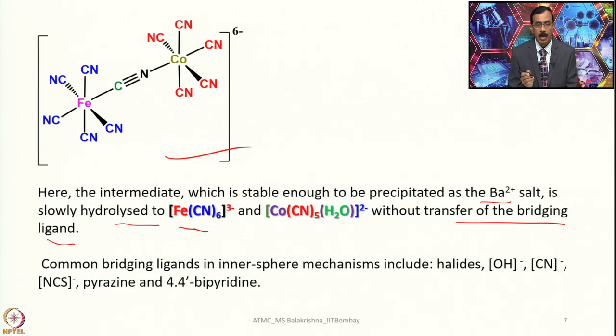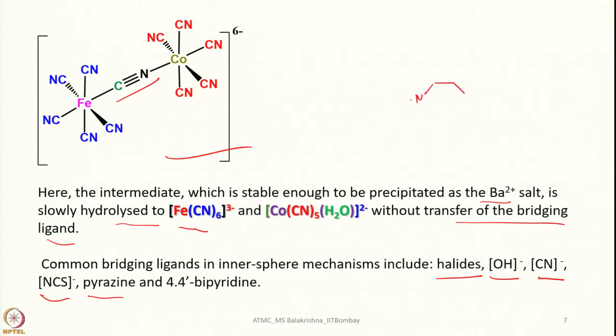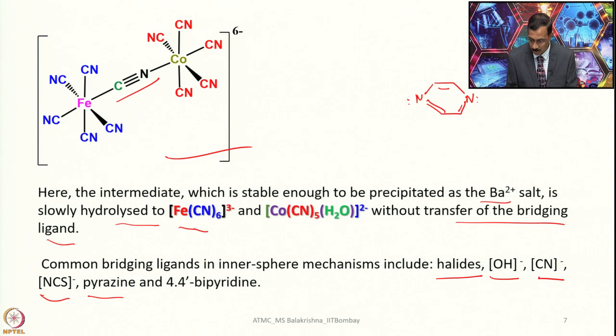So, that means now it is very clear, as long as we have a bridging ligand, you can anticipate or speculate an inner sphere mechanism for electron transfer processes. And what are the ligands that can promote this kind of reaction? They are all halides and OH minus, CN minus. CN minus also can act as a bridging ligand, and NCS and pyrazine. Of course, pyrazine is something like this. Something like this, and of course 4,4 dash bipyridine, not 2,2 dash bipyridine, it is 4,4 dash bipyridine.